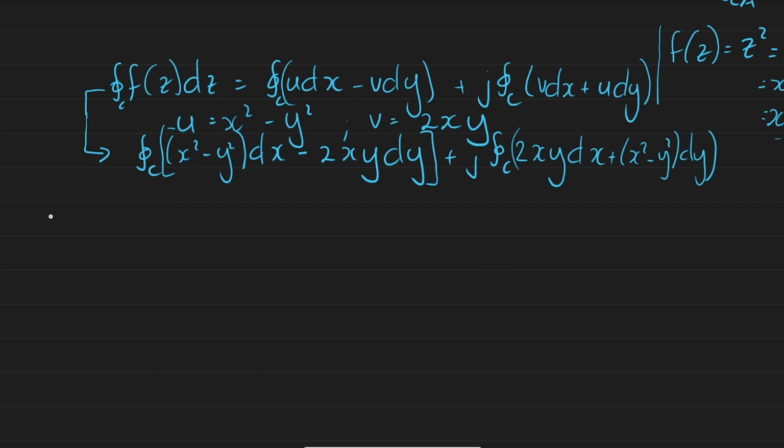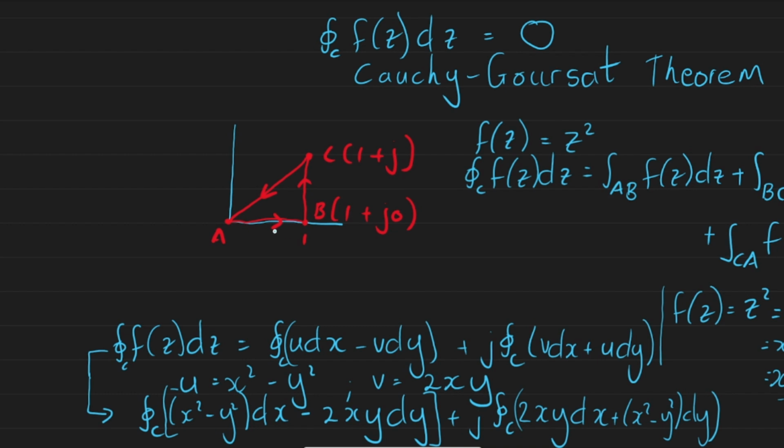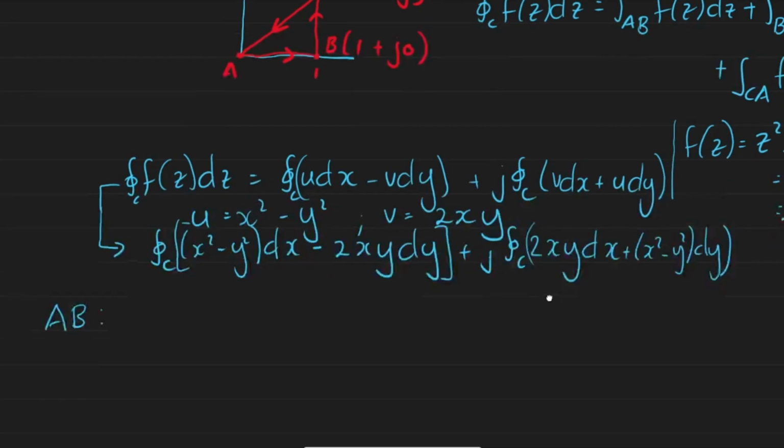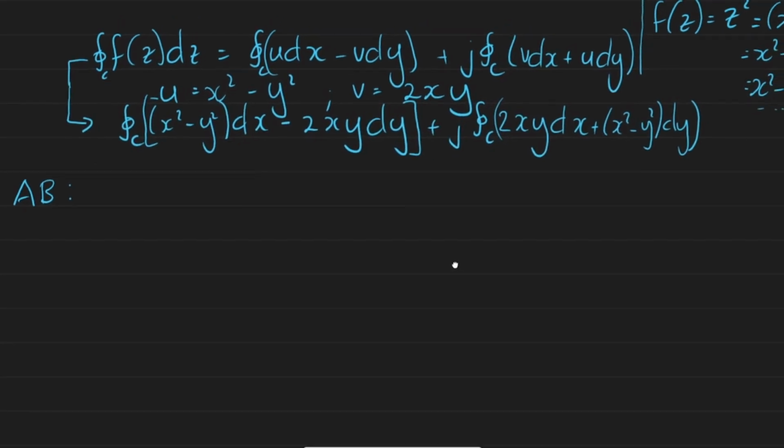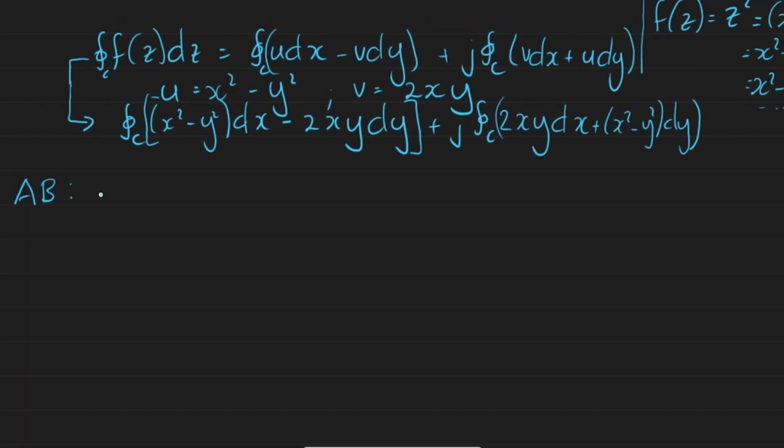So let's apply this to the path AB. We can see that for AB, there's basically no change in y, and of course y is equal to 0 here. So that's the first thing we can note. We can note that y is equal to 0. So this implies that dy is also equal to 0.